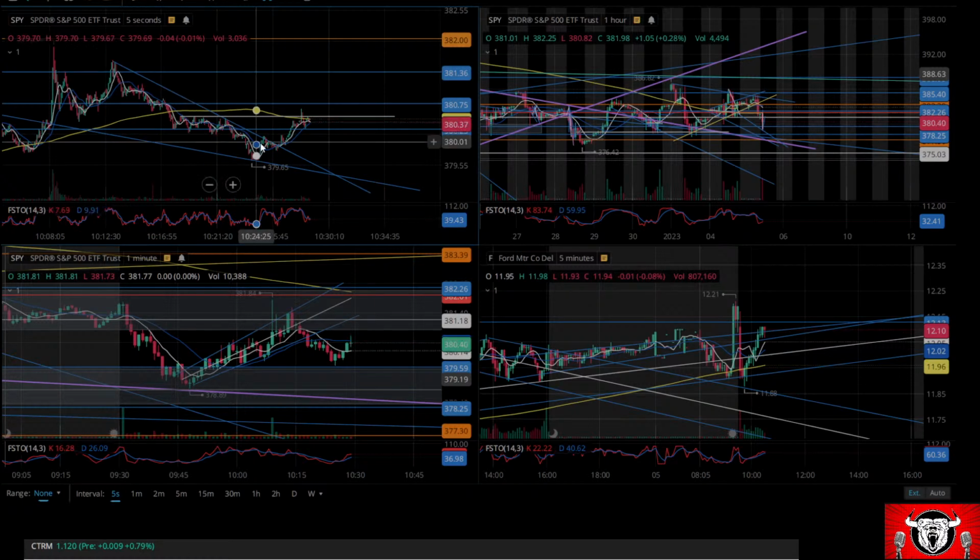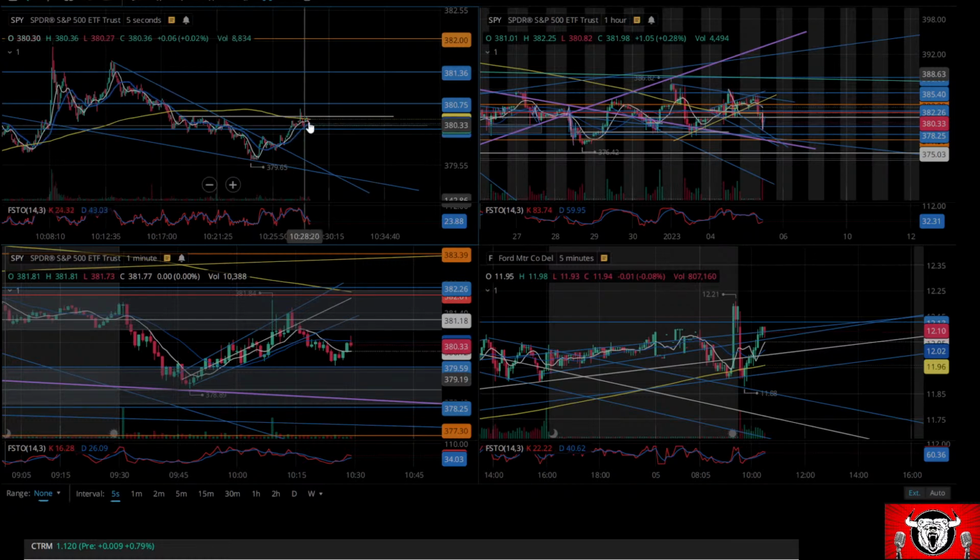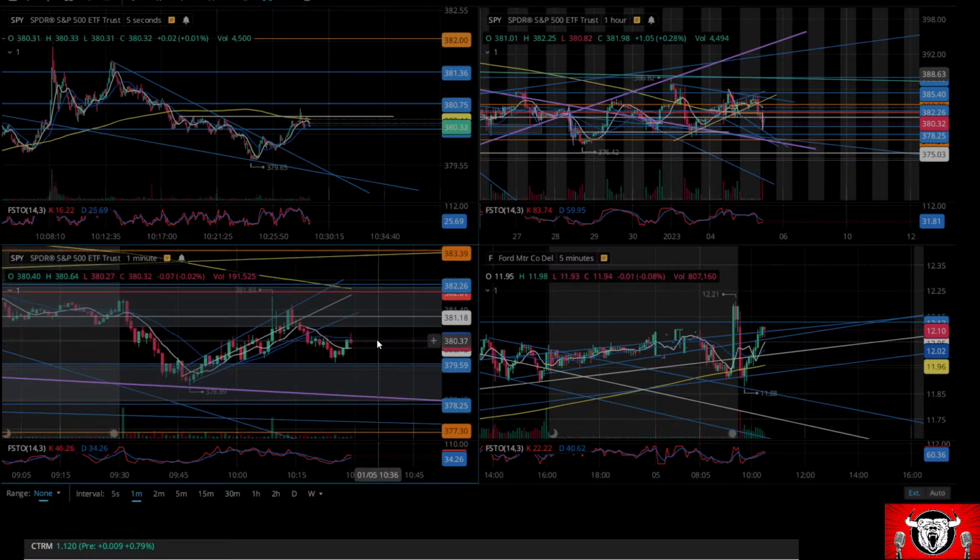I just mapped this out on the 5 second chart just before I went live here. That 50% retracement was glorious, perfect bull trap. Watch this.